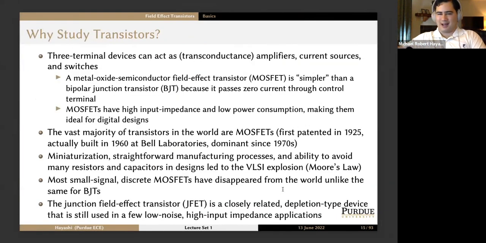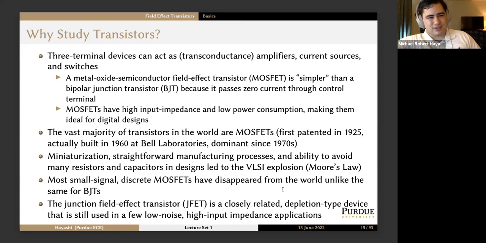So I have some notes here. So why study transistors? We're going to talk about MOSFETs now. And this should be largely review of ECE 20001 material. However, not everyone is instructed the same way. So we're going to do a crash course. We're going to present a lot of slides in a short amount of time to review this material.